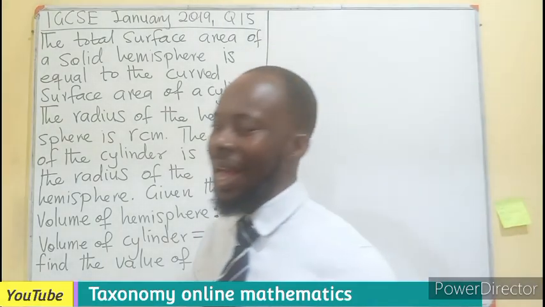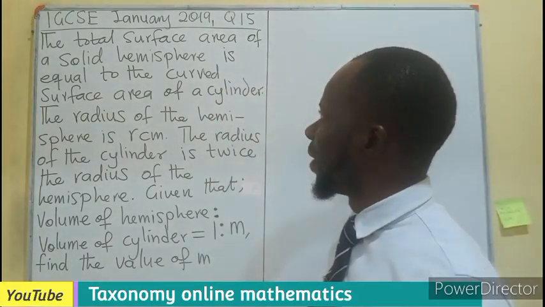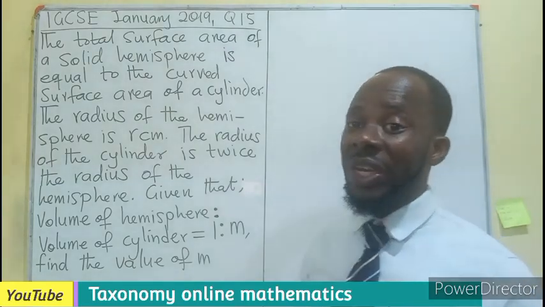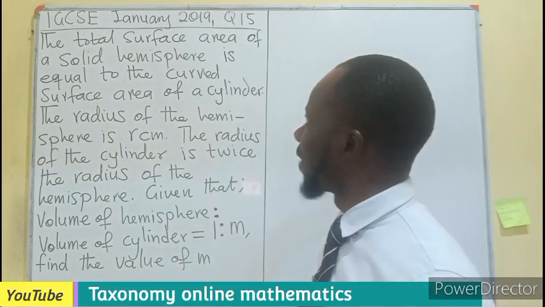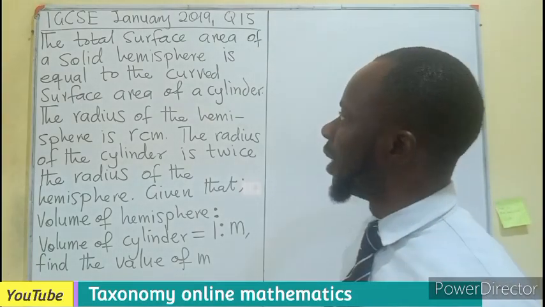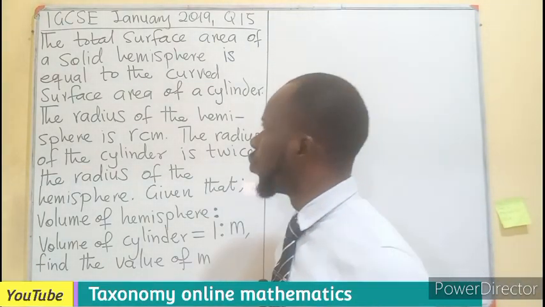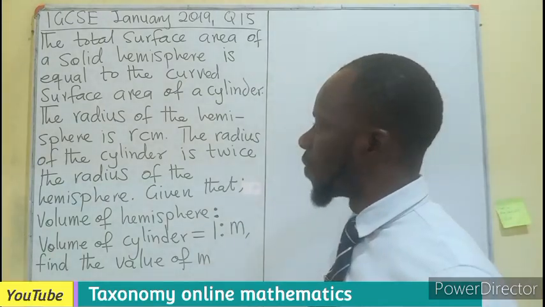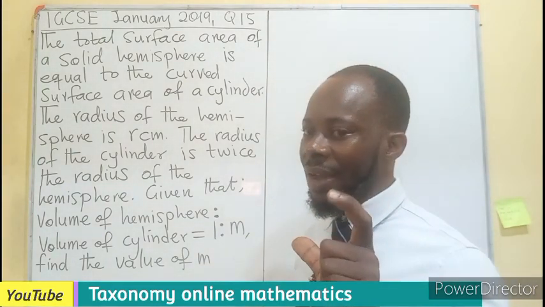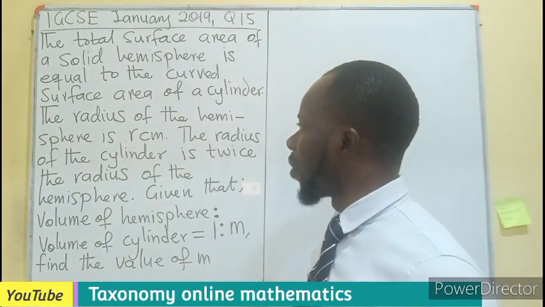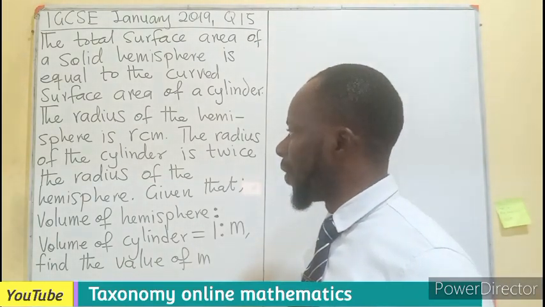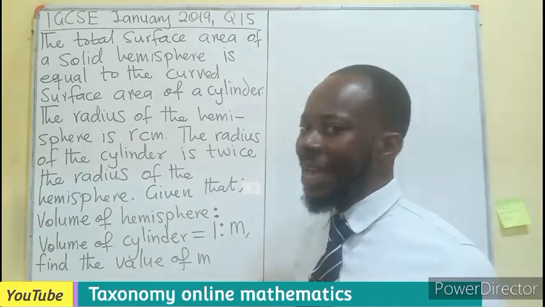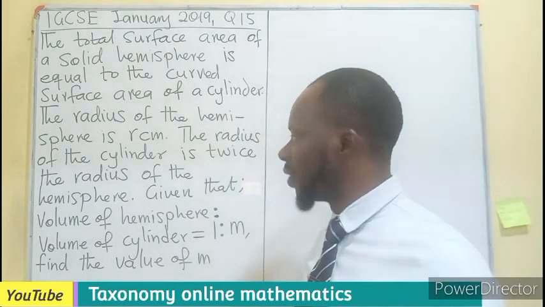The EduCell Higher Mathematics, January 2019, question number 15 of paper 1. The total surface area of a solid hemisphere is equal to the curved surface area of a cylinder. That's the criteria given to us. The radius of the hemisphere is given as r centimeters. The radius of the cylinder is twice the radius of the hemisphere.